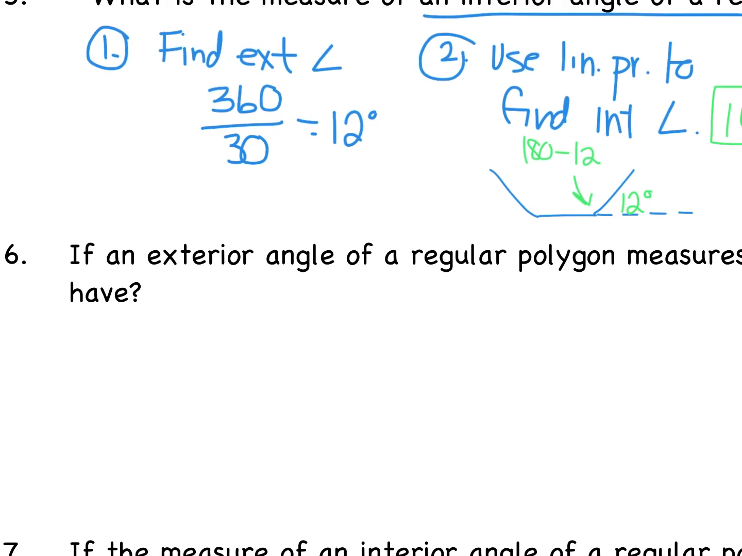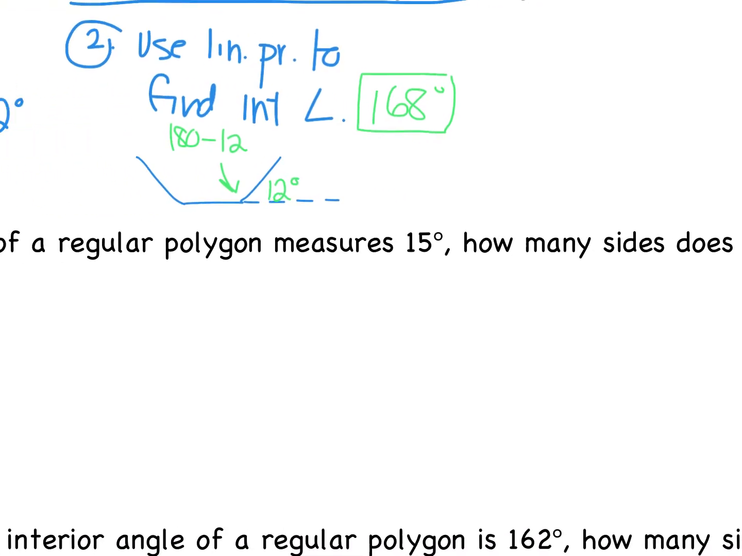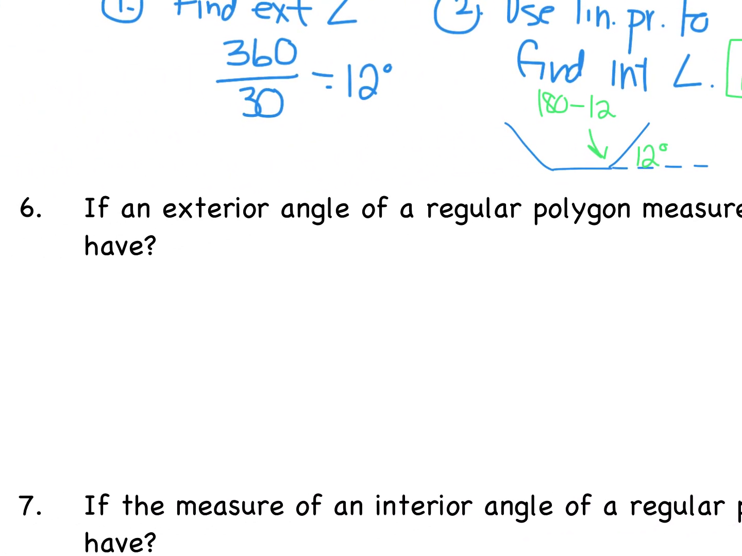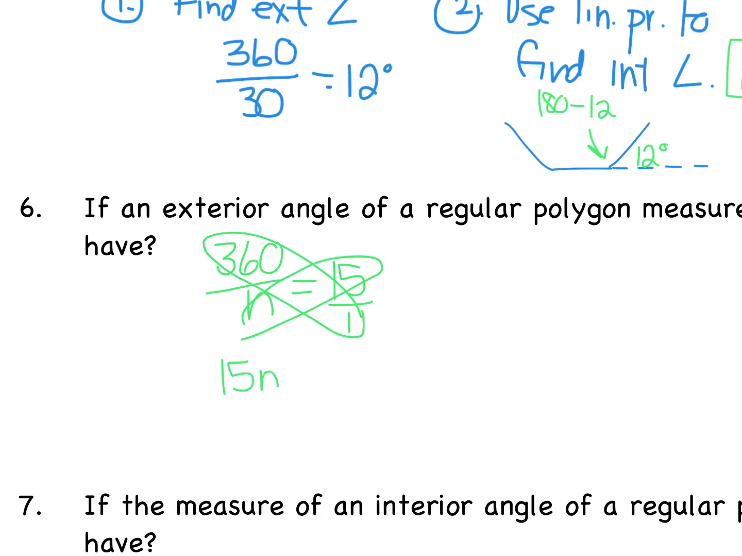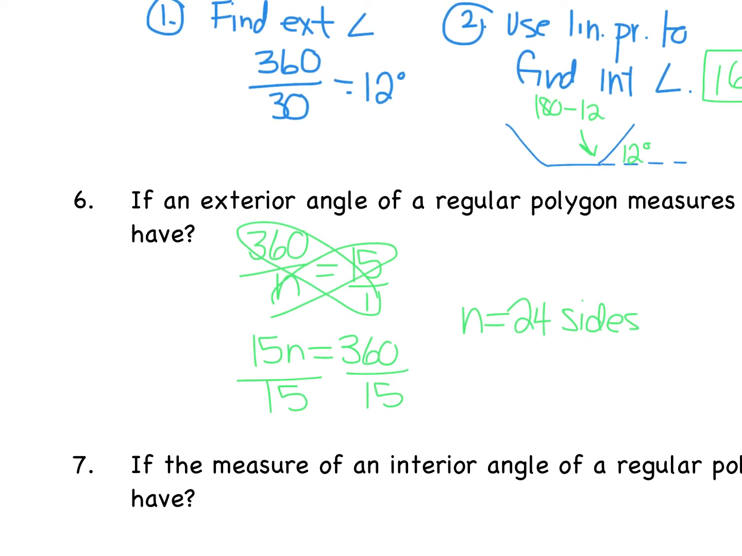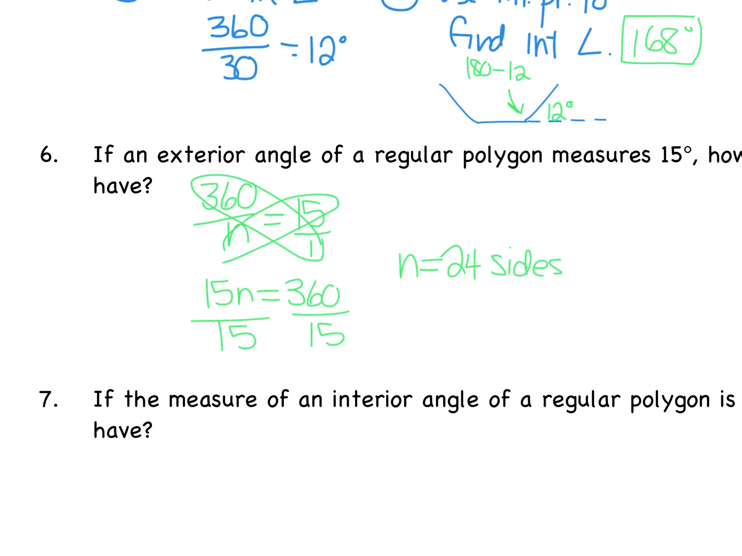Okay, here we know if an exterior angle of a regular polygon measures 15 degrees, how many sides does it have? So we're working backwards here. We're going to take our formula, 360 divided by n, and we know what each exterior angle is equal to. It is equal to 15 degrees. Okay, so I could put this over 1, and now I can cross multiply. I would get 15n equals 360. Divide both sides by 15, and we get our number of sides. I would get n is equal to 24 sides. If it asked me what kind of polygon is it, I would call this a 24-gon. They asked me how many sides it has, so I said 24 sides.